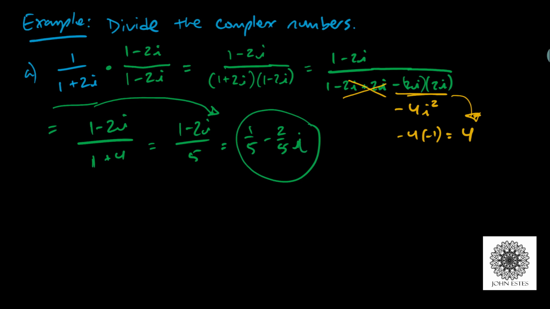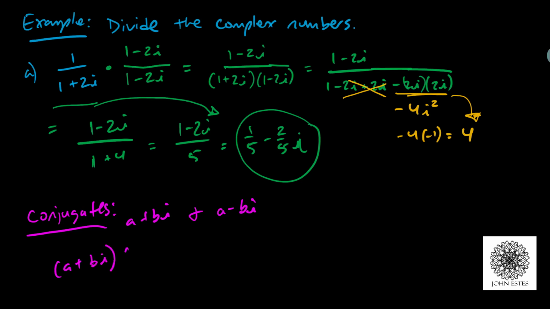Now how did I figure this out? The trick is dealing with something called conjugates. The conjugates are the opposites in terms of their sign. So a plus bi and a minus bi are conjugates of each other. And the interesting thing is when you multiply conjugates, so a plus bi times a minus bi, when you FOIL this out, you'll always end up with a squared plus b squared. The middle complex terms in the foiling will subtract out. Your last term will be negative b squared i squared. i squared is negative 1.